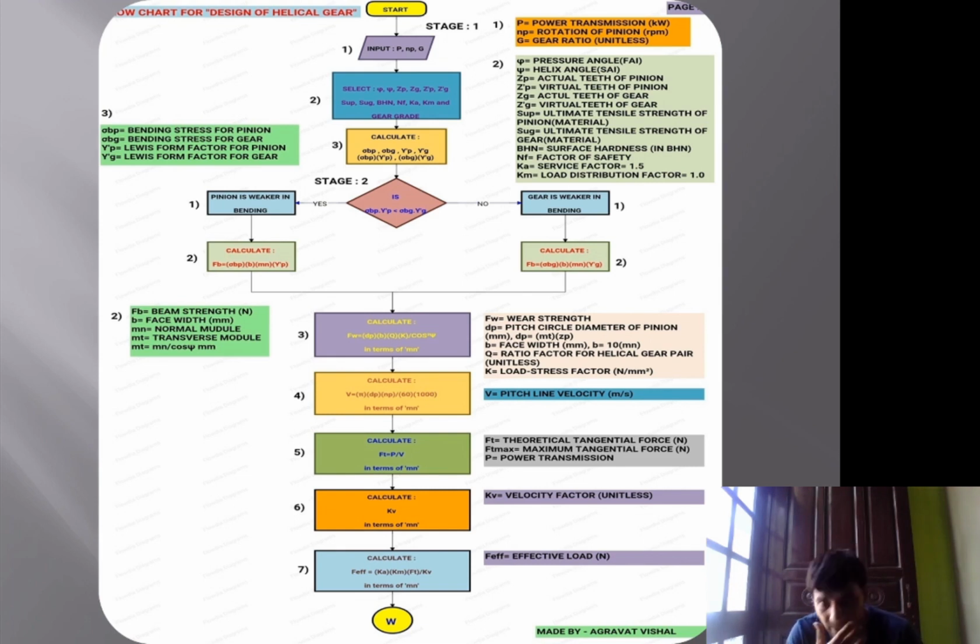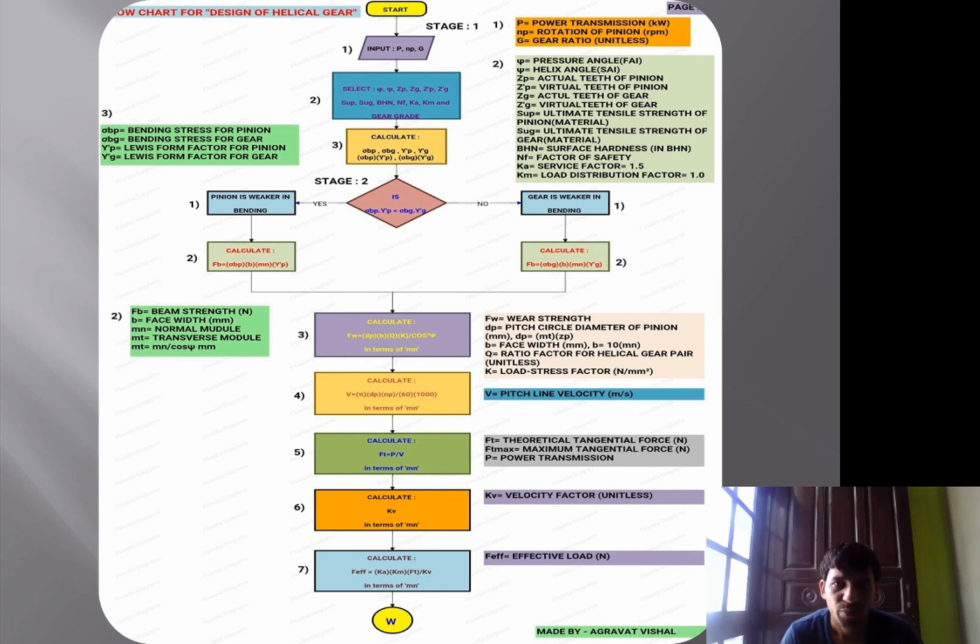In the second point, there are a few angles: the pressure angle, then J is the helix angle, and ZP is the actual teeth on the pinion. Similarly, Z dash P is the virtual teeth on the pinion, ZG is the actual teeth of the gear, and Z dash G is the virtual teeth of the gear. SUP is the ultimate tensile strength of the pinion, and SUG is the ultimate tensile strength of the gear. In the second point we select the angles and the ultimate tensile strengths of the gear and pinion, and we also take the Brinell hardness number from the design data book.